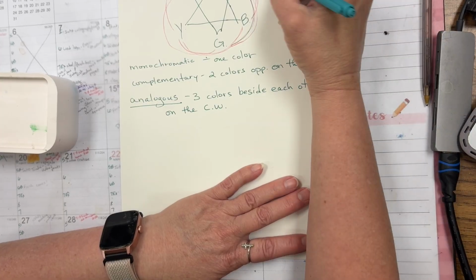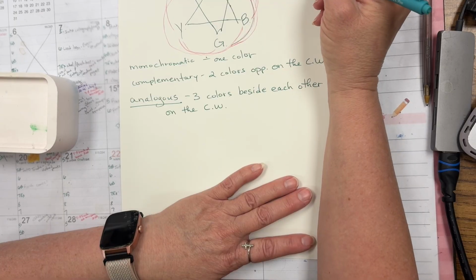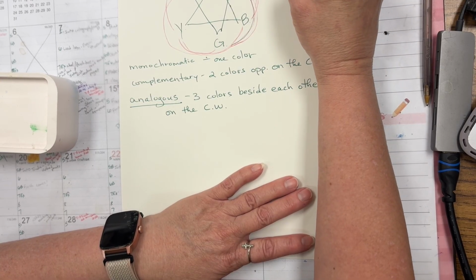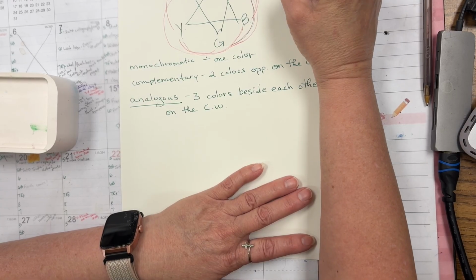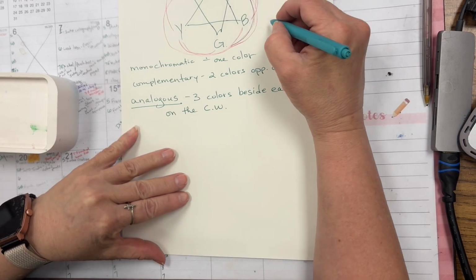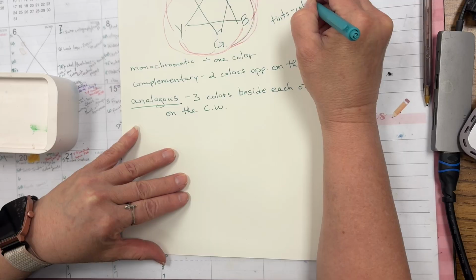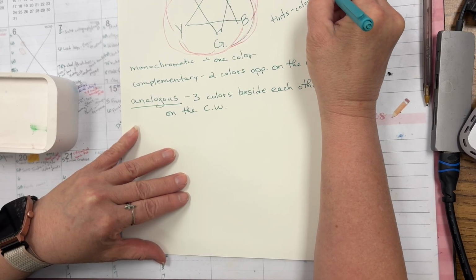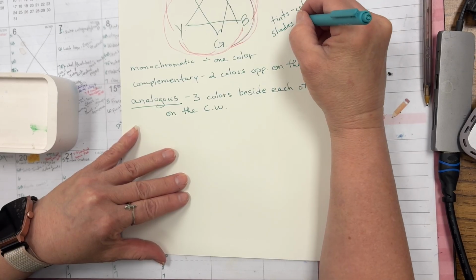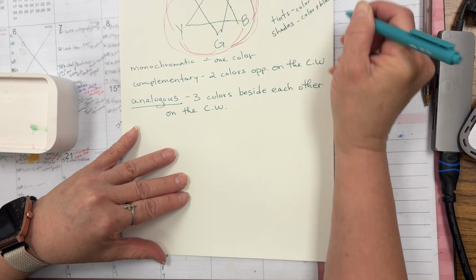Remember, you can always add the neutrals to any color scheme without changing the color scheme. So black, white, and gray. You also can use any tints, which is any color plus white, to lighten the color, or shades in your color scheme. Color plus black. We've went over those before.